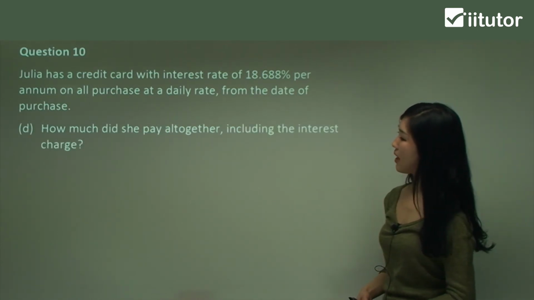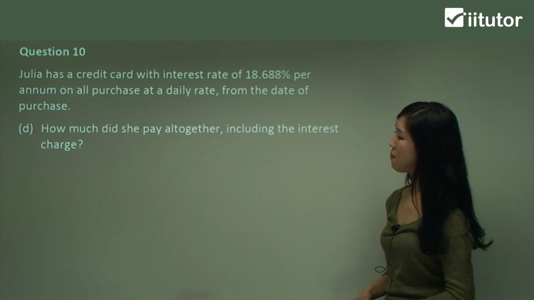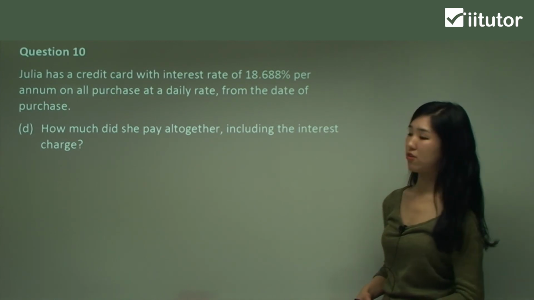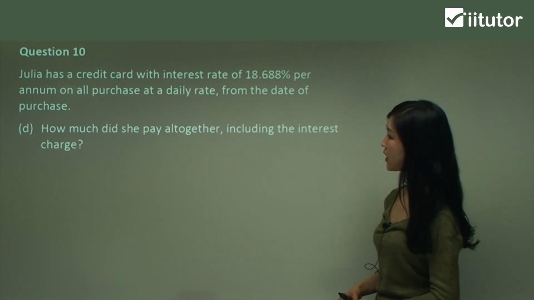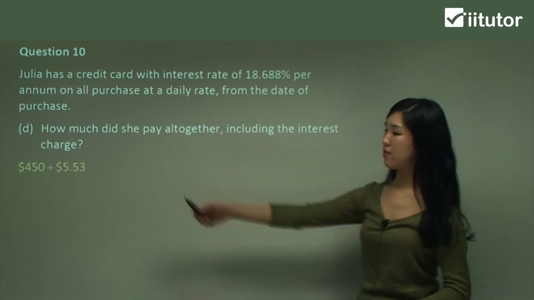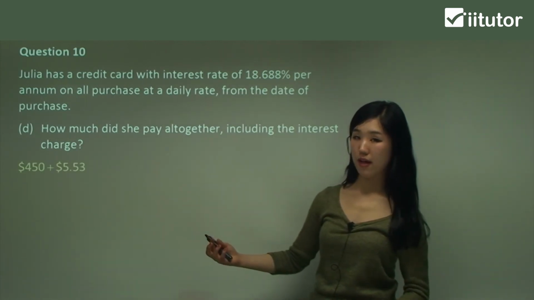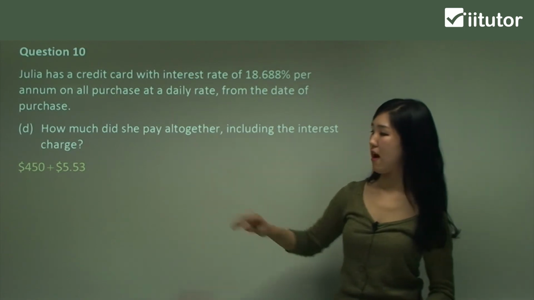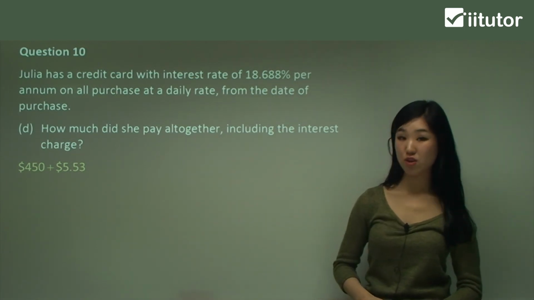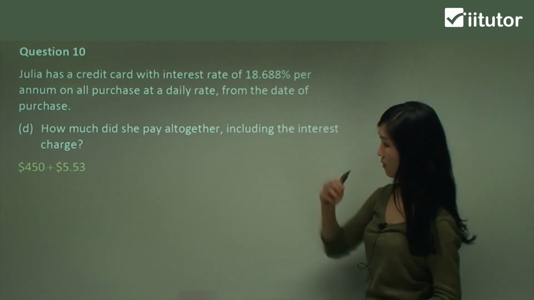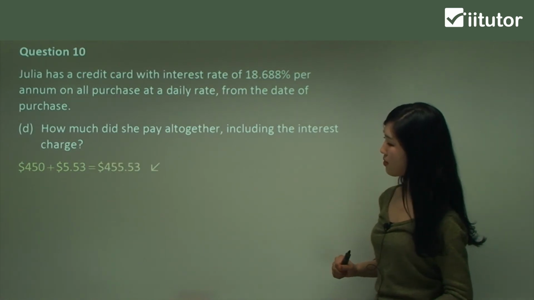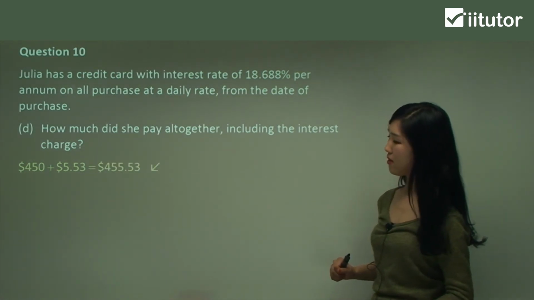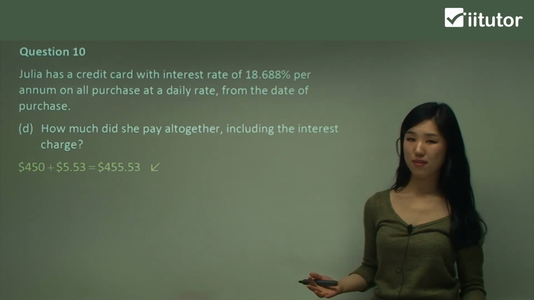Now part D says, how much does she pay altogether including the interest charge? Altogether she's basically paying the $450, which is the principal value, plus $5.53 of interest. We've calculated that just previously, haven't we? So that's going to be $455.53. That's basically all there is to it.